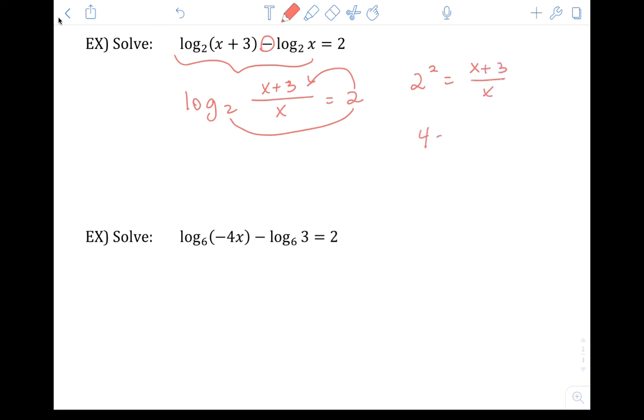Believe it or not, you have the skills to handle that. If I'm trying to get x by itself and x is in the denominator, my first step is going to be getting that sucker out of there. So I'm going to multiply by x on both sides. So 4x on the left equals x plus 3.